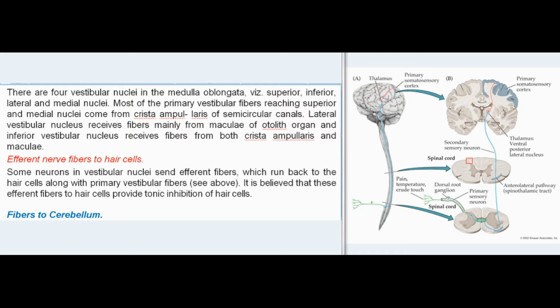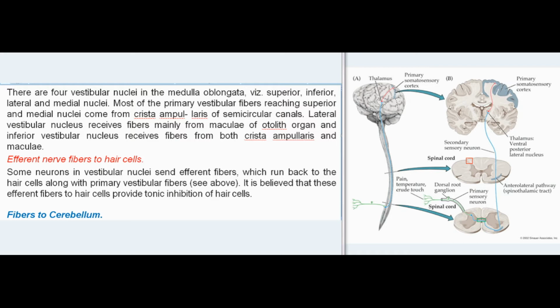Most of the primary vestibular fibers reaching superior and medial nuclei come from crista ampullaris of semicircular canals. Lateral vestibular nucleus receives fibers mainly from maculae of otolith organ, and inferior vestibular nucleus receives fibers from both crista ampullaris and maculae.